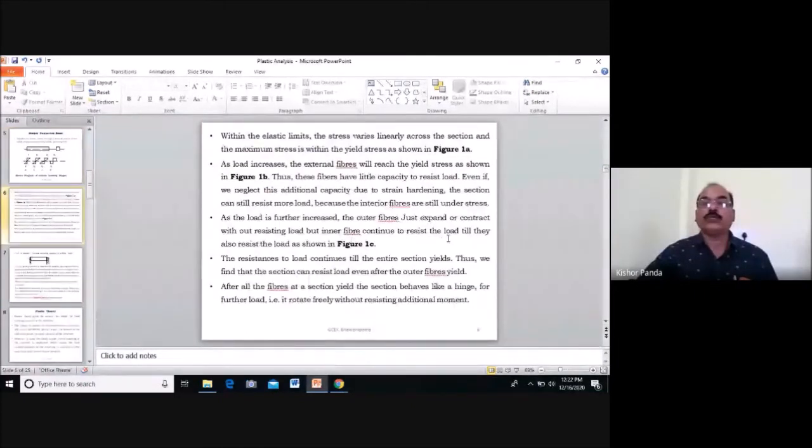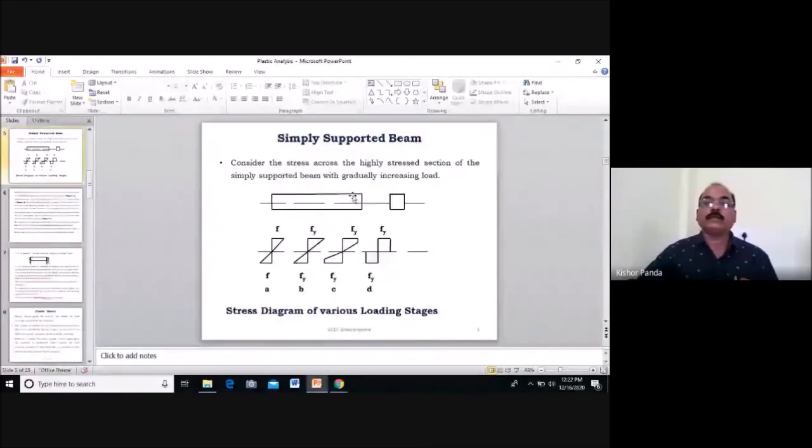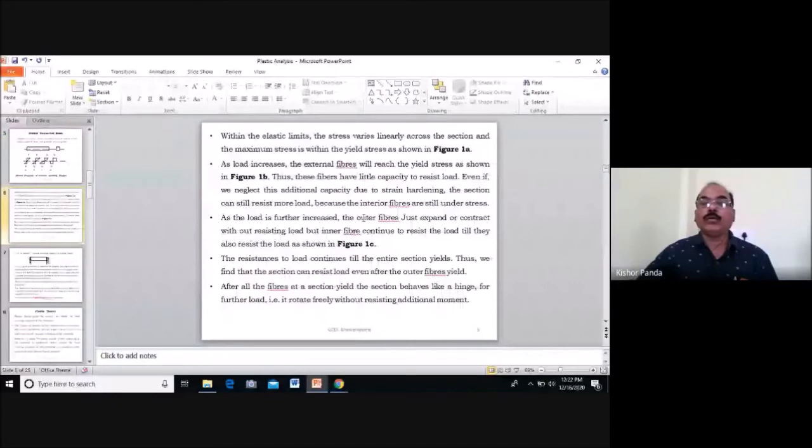So after yielding of the outer fiber, when the load increases, the yielding continues into the inner fiber. The outer fibers do not resist more load, but the inner fibers continue to resist the load till they also yield, as shown in figure 1c.